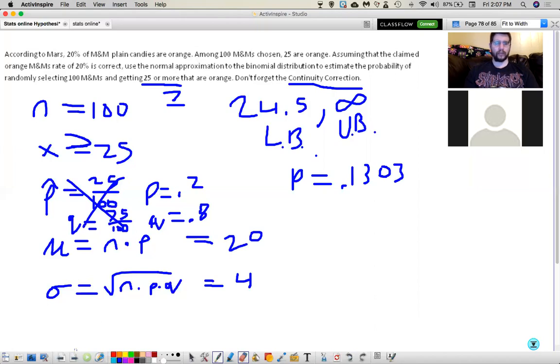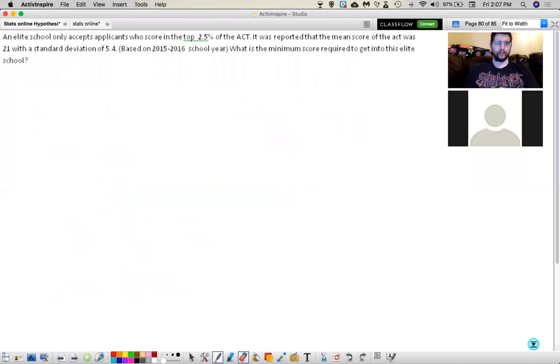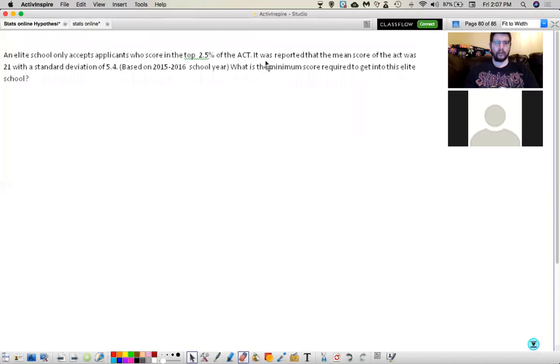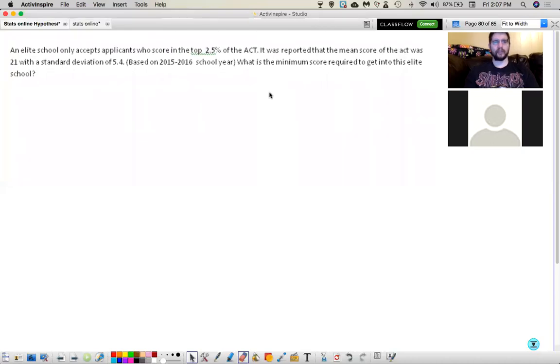Okay. So let's look at the next one. The elite school only accepts applicants who score in the top 2.5% of the ACT. It was reported the mean score of the ACT was 21 with a standard deviation of 5.4. What is the minimum score required to get into this elite school? So basically, we're just converting this.